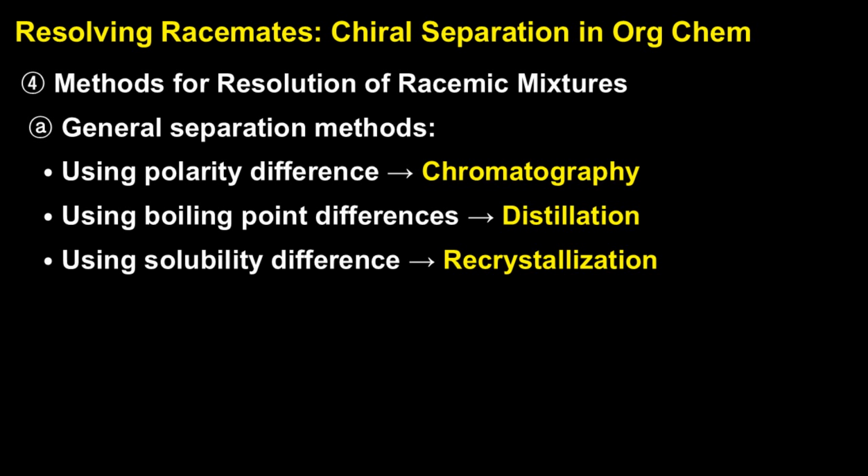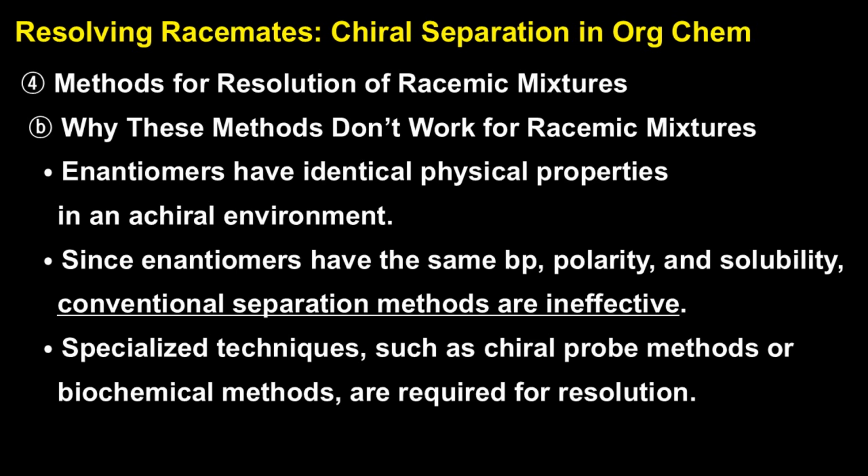All right, now let's dive into how we actually separate racemic mixtures. Normally, we separate compounds by differences in things like polarity, boiling point, or solubility. But here's the problem. Those methods just don't work for enantiomers. Since enantiomers have nearly identical physical and chemical properties, conventional separation techniques fall short. To actually separate them, we need some special techniques that bring chirality into the mix.